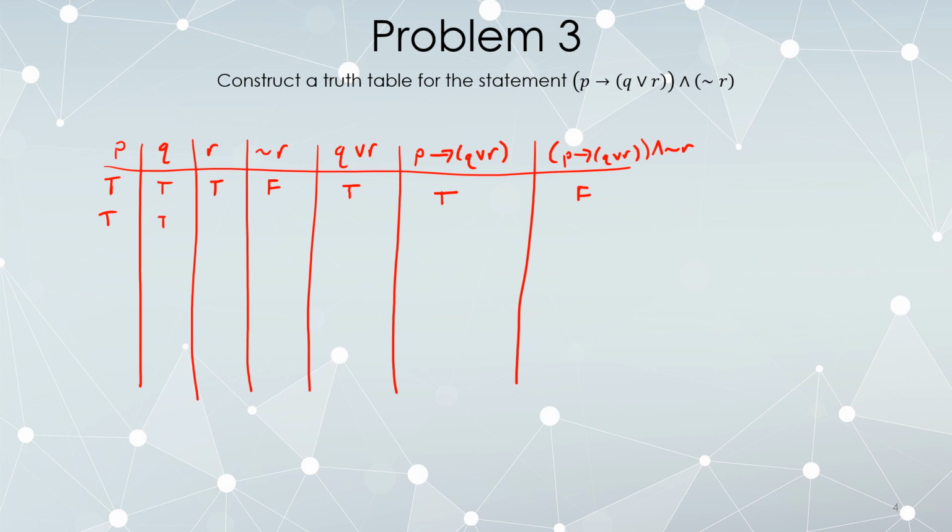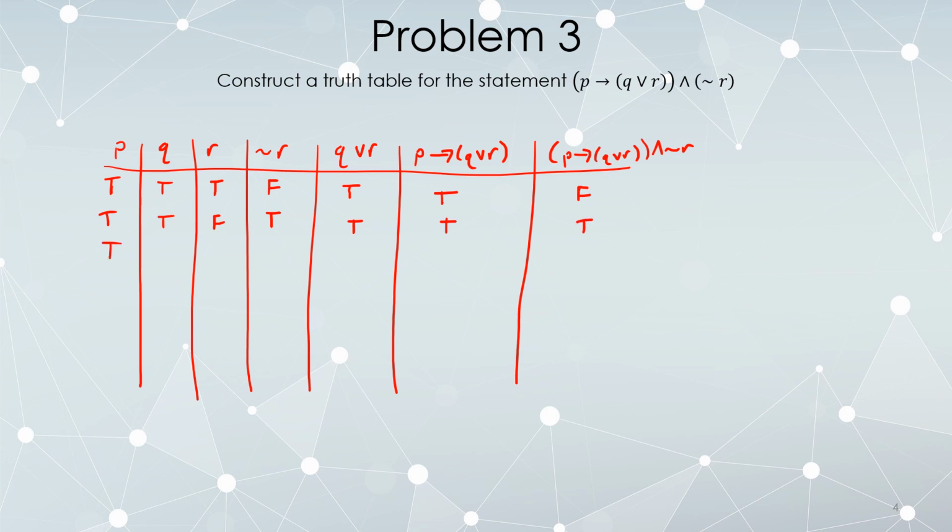Next, true, true, false. That means not R is true. This conjunction still true. Now we still have a true conclusion, so this is still true. And now looking at the conjunction, we've got this large statement immediately to the left. That's true. And the not R also true.